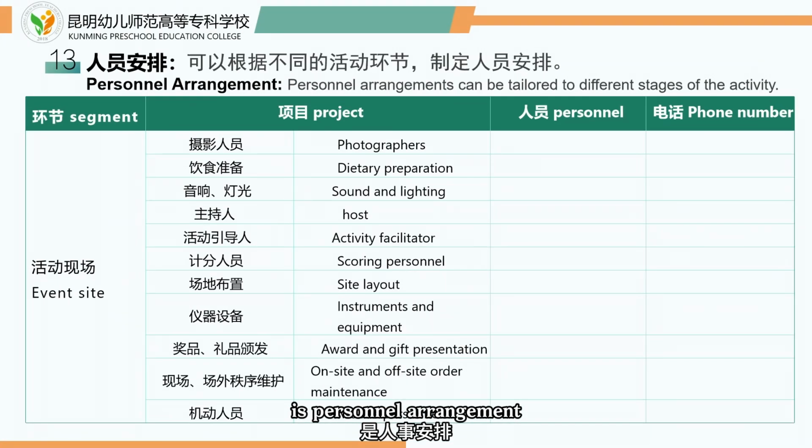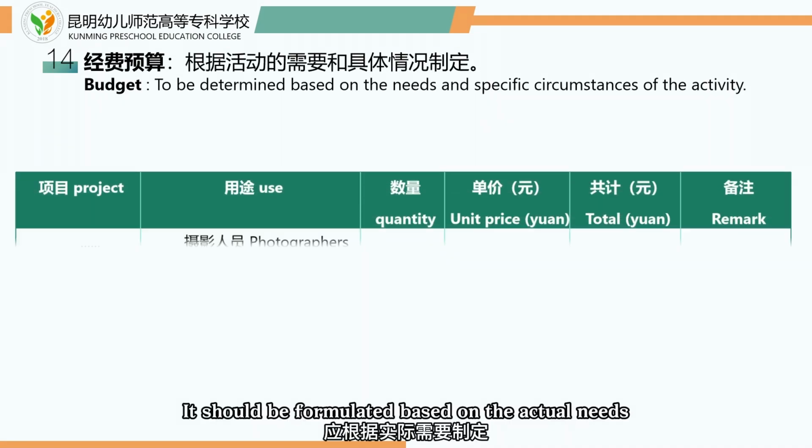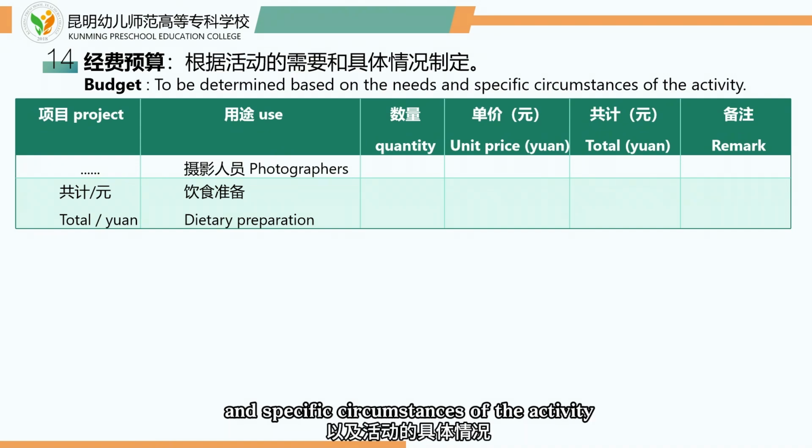13th is personnel arrangement. Personnel can be assigned according to different activity segments. For example, on-site photographer, food preparation, sound and lighting, host, activity guide, venue setup, etc. 14th is the budget. It should be formulated based on the actual needs and specific circumstances of the activity.